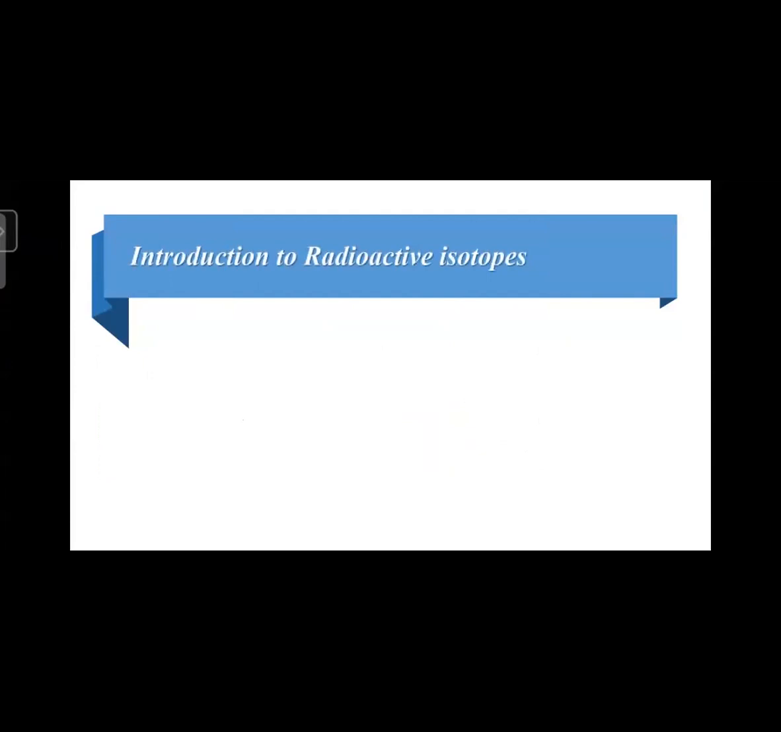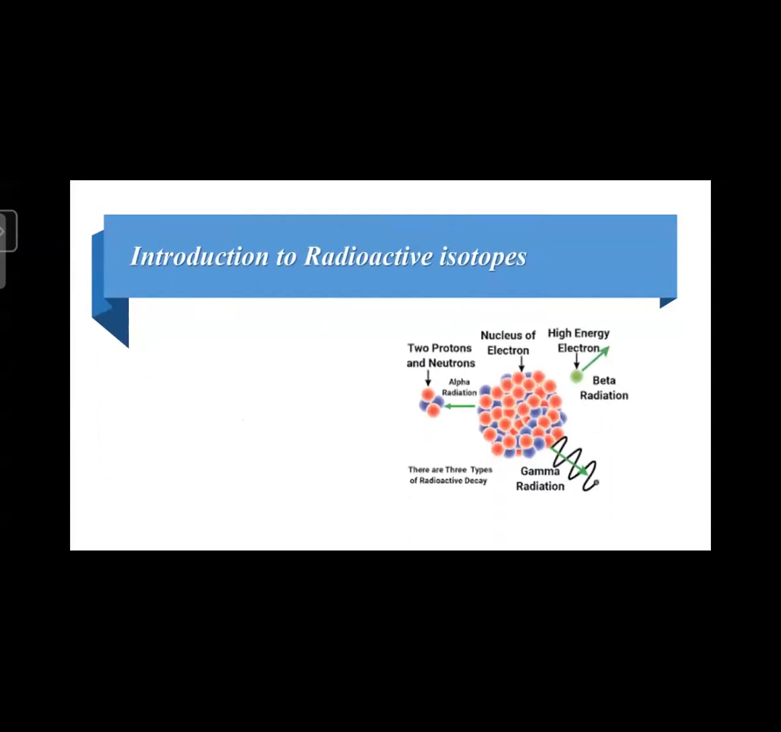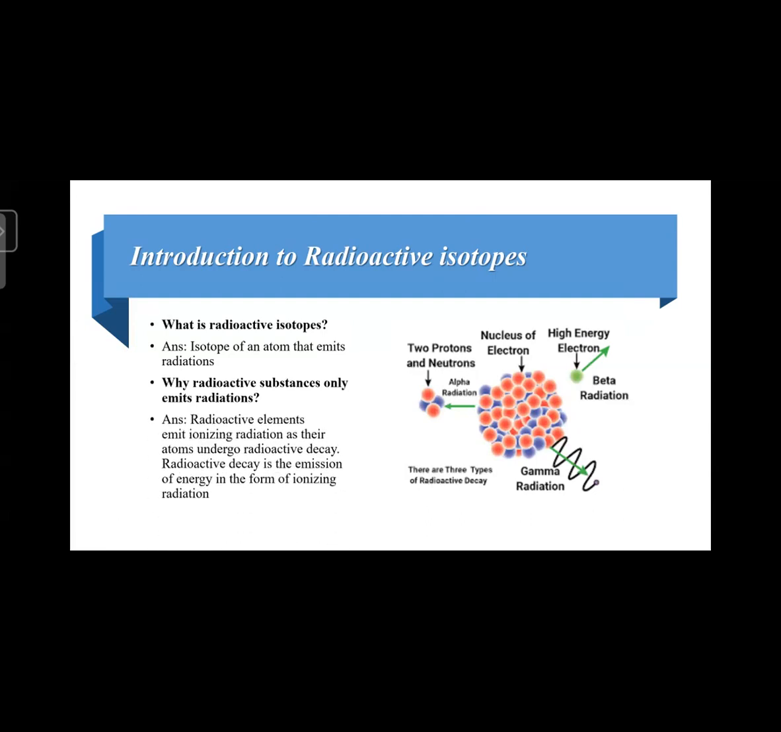Next, radioactive isotopes. We have seen isotopes. Now we will see what we mean by radioactive isotopes. These are the isotopes of an atom that emit radiation. So why does a radioactive substance emit radiation? The radioactive substance emits ionizing radiation as its atoms undergo radioactive decay. So radioactive decay is the emission of energy in the form of ionizing radiation.